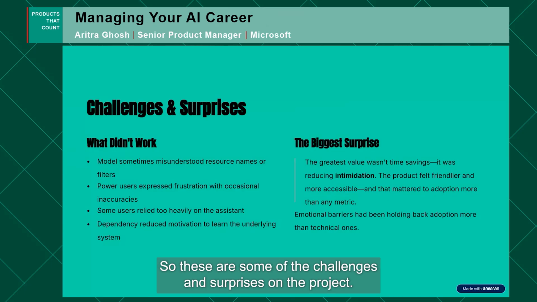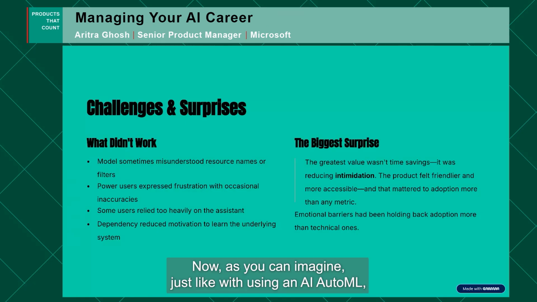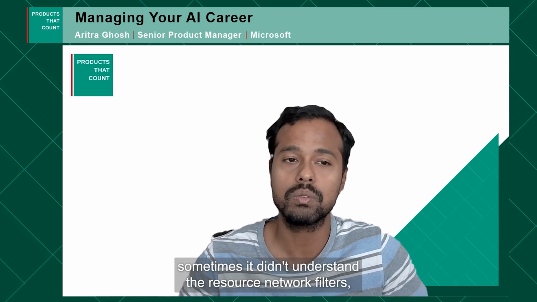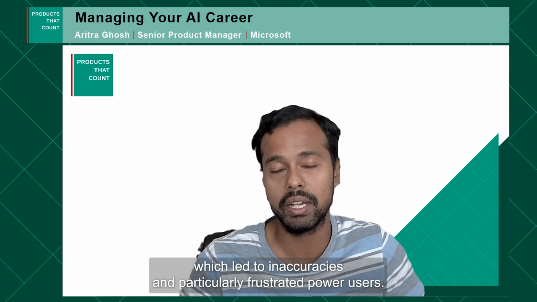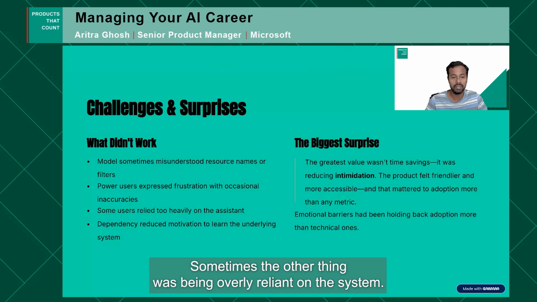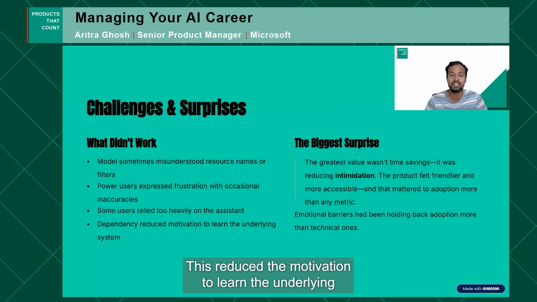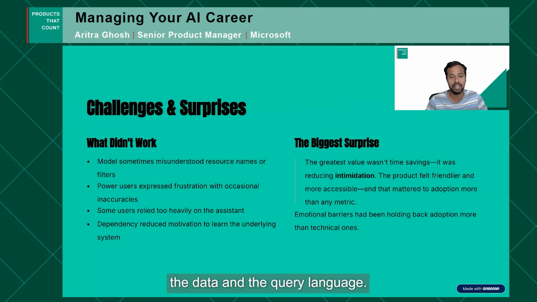Now, not everything that looks so shiny actually went so well. So these are some of the challenges and surprises from the project. As you can imagine, just like with using any AI or ML, sometimes it didn't understand the resource name or filters, which led to inaccuracies and particularly frustrated power users. The other thing was being overly reliant on the system, which reduced the motivation to learn the underlying data and the query language.